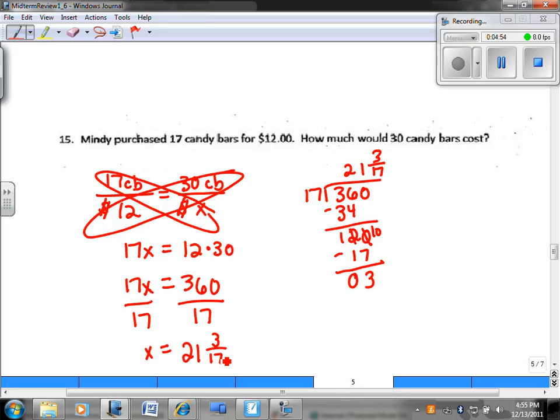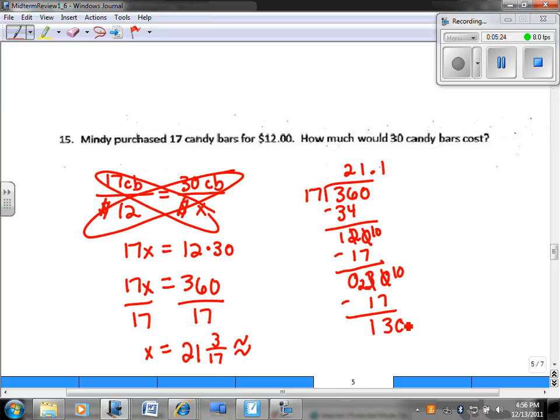But we want to know how much we're actually going to have to pay. So we want 2 decimal places here. So we're going to get rid of that for just a minute. We're going to bring down a 0. 17 goes into 30 one time, and that's 17. 7 from 10 is 3. 1 from 2 is 1. Bring down another 0. How many times would 17 go into 130?